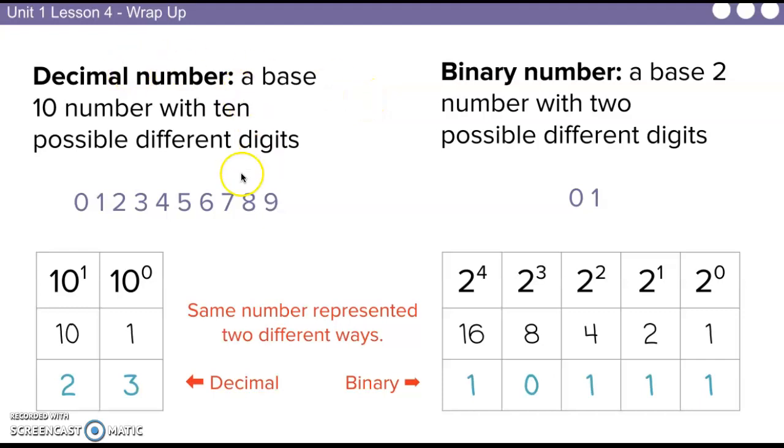Okay, so here we have base 10, you're dealing with 10 possible shapes, binary, two possible shapes.